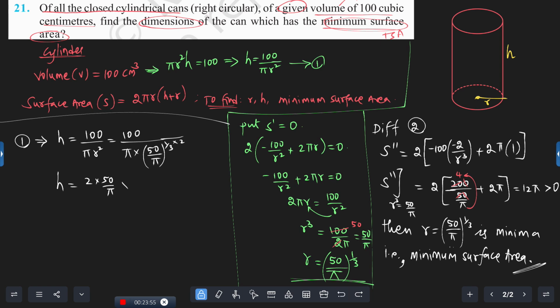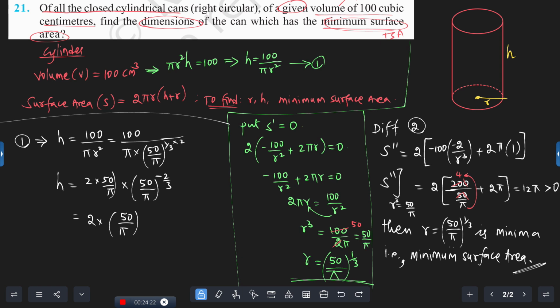And see this denominator, when you take it to the numerator, what will happen? Same 50 by pi, power will be 2 by 3. But when you take it to the numerator, it will become negative in the power. Then what can we do? 2 into 50 divided by pi, this is like power 1. Nothing is there, so power 1.